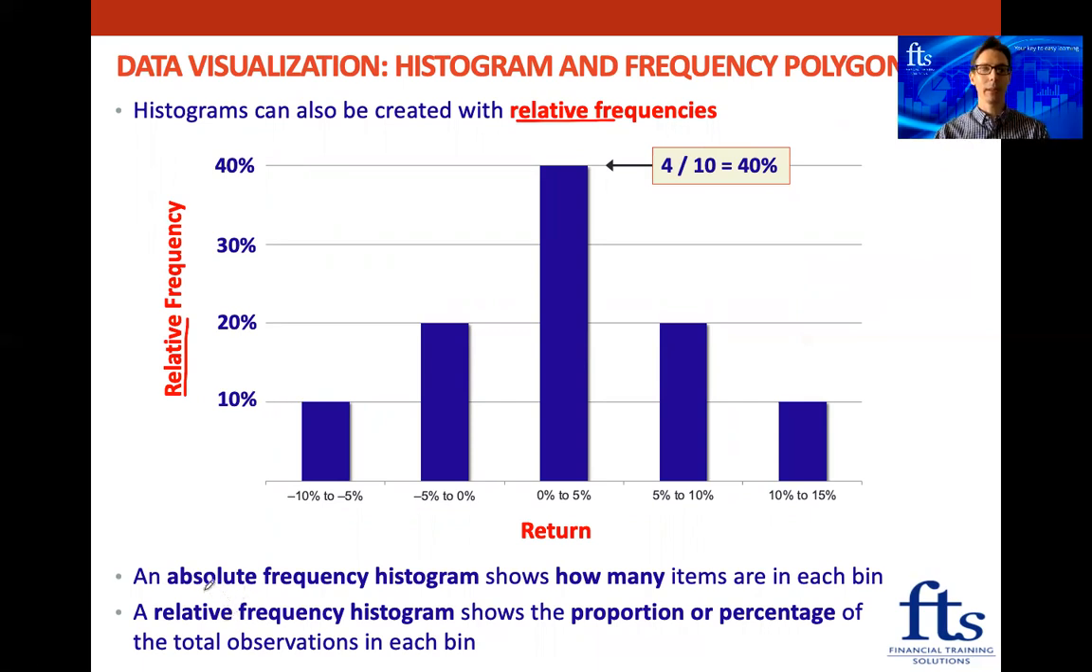So if we summarize, the absolute frequency histogram that we did on the previous slide shows us how many items are in each bin. And the relative frequency histogram, like we got on this slide, shows us the proportion or the percentage of the total observations in each bin.